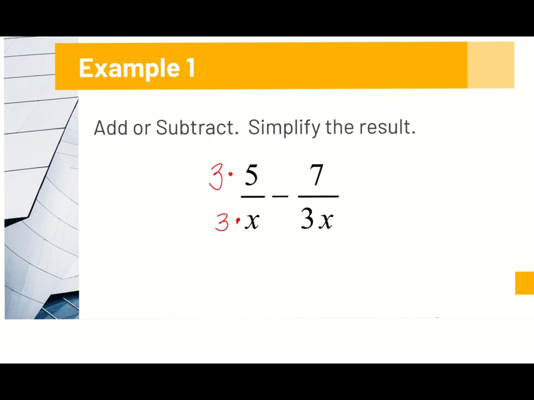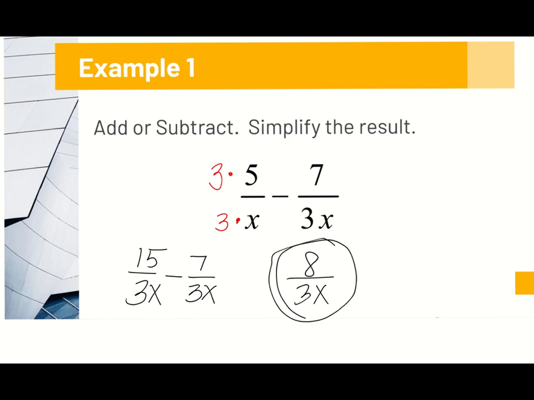And when I do that, I get 15 over 3x minus 7 over 3x. Now that I have like denominators, it's just what I was doing before. So I have 15 minus 7 is going to give me 8. And then 3x in the denominator. 8 and 3, nothing cancels, so this would be my simplified result. 8 over 3x.